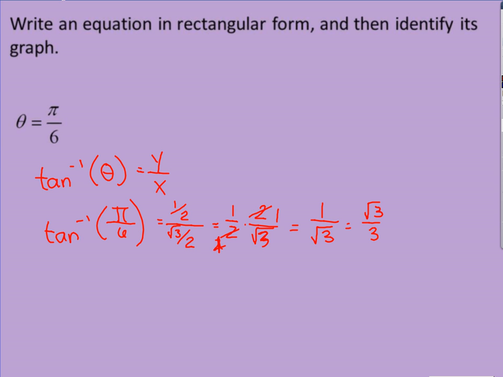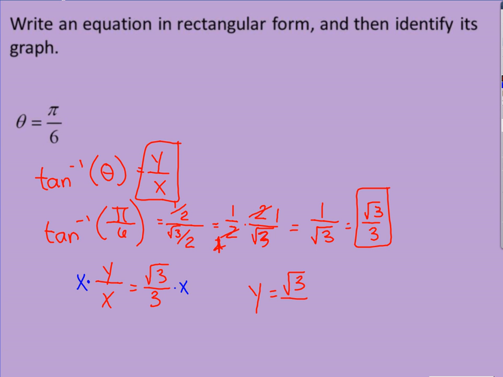So we know that y over x is equal to radical 3 over 3. When we need to write an equation in rectangular form, remember it's usually y equals and then some value. So we do need to get the y value by itself. To do that, we are going to multiply both sides by x. And we're left with a form of y is equal to radical 3 over 3 x. This would be a graph that has a y-intercept of 0 and has a slope of radical 3 over 3.